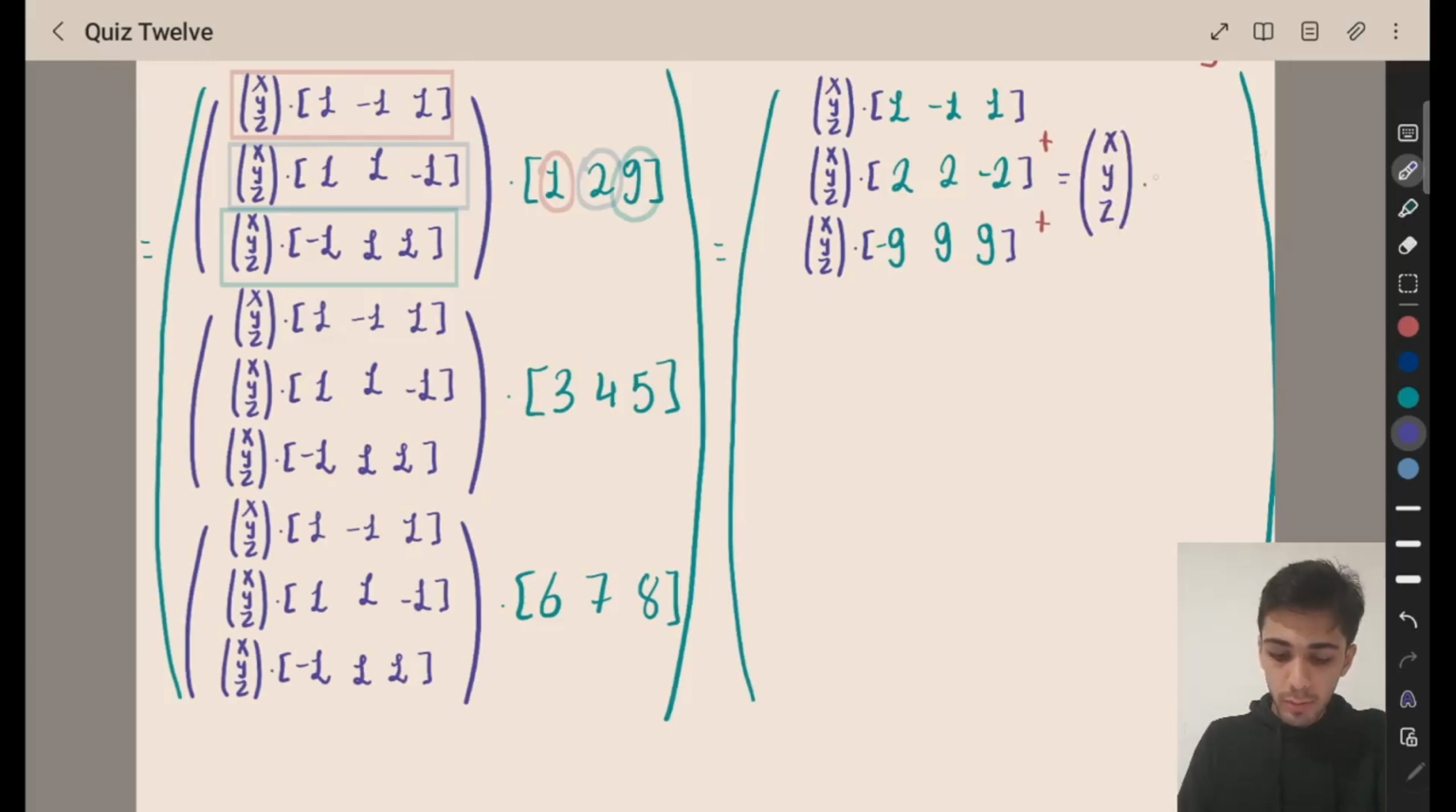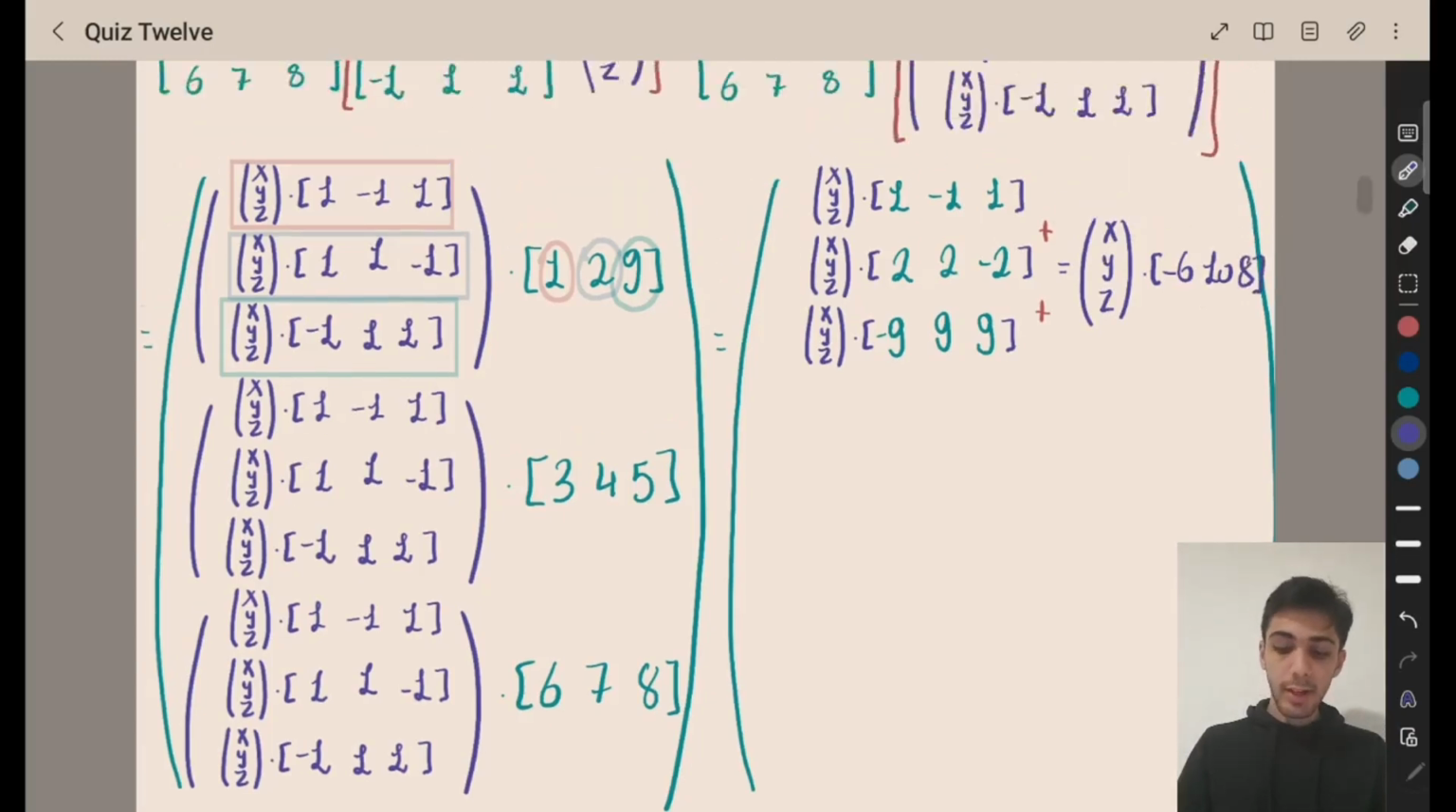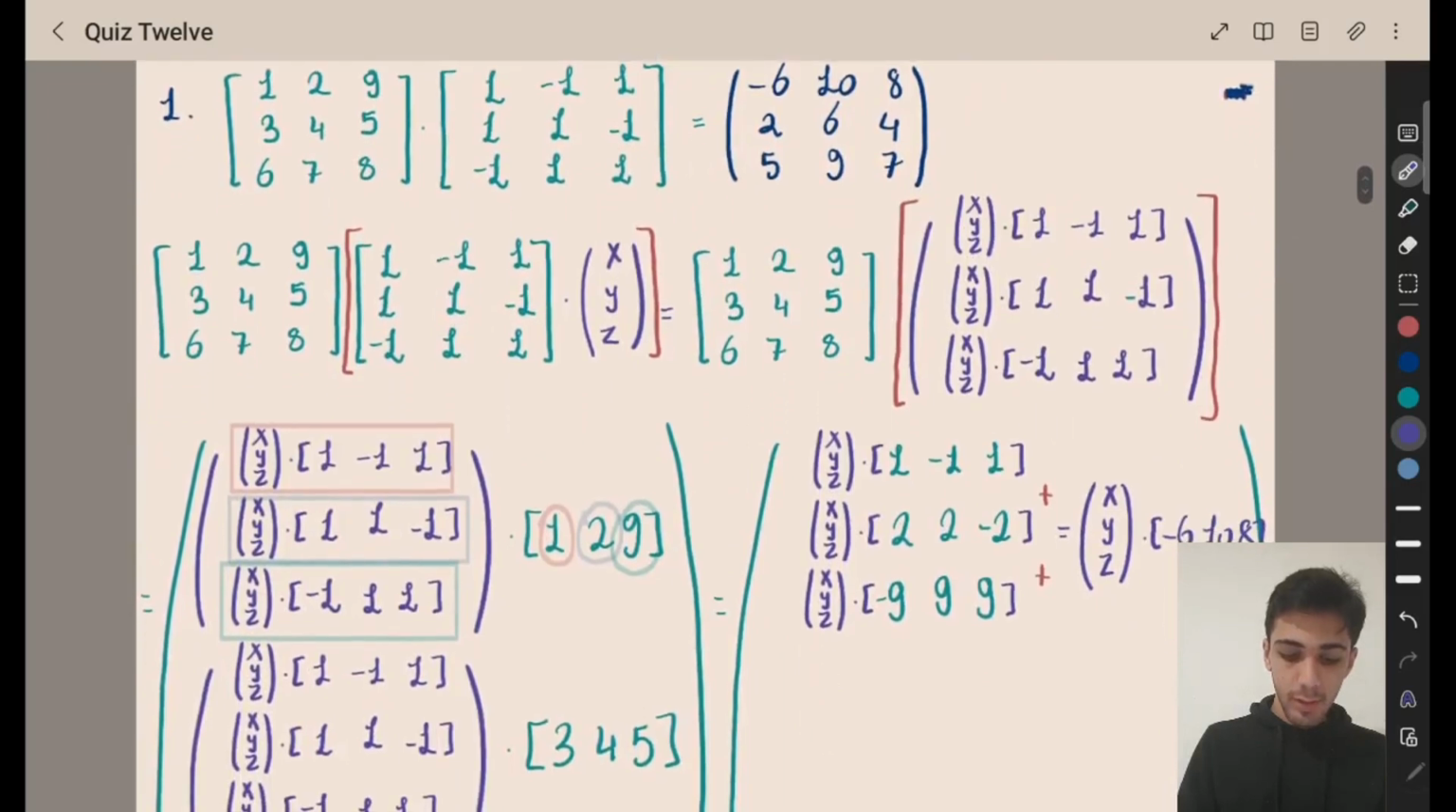Dot product with, so I can add these first, because in the end this is more or less a common factor that's taken with x, y, z. I can add the entries, and when I do this I get 1, 2, and minus 9 is minus 6. 2, 9, and minus 1 is 10. And finally 1 minus 2 and 9 is 8. And guess what? Minus 6, 10, and 8 is what's right here.